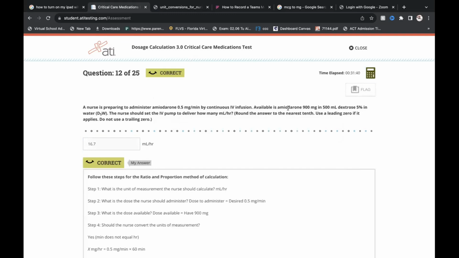Now, I did want to say, I don't remember if I said, the reason I times by 60 is because right now it's 0.5 milligram per minute, and we need to get it to hour. There's 60 minutes in 1 hour. So when we are given minutes and we need to convert to hour, we multiply by 60. If we were given hour, needed to convert to minutes, we would divide by 60. Hope that's understood. So yeah, that's basically it.